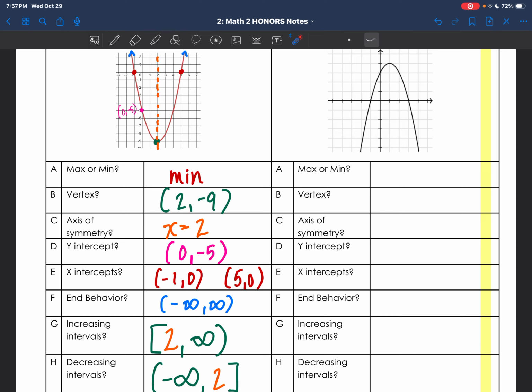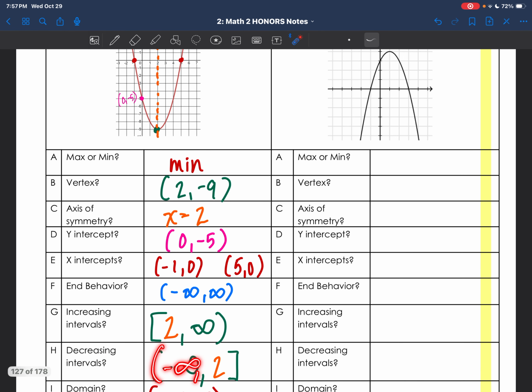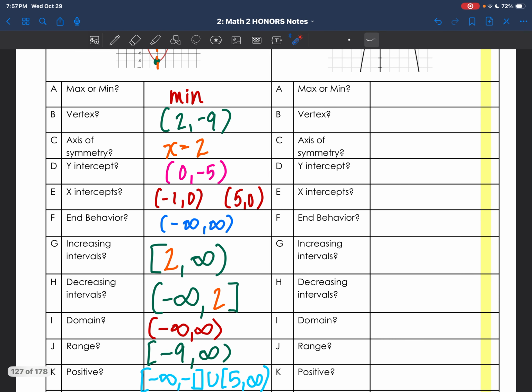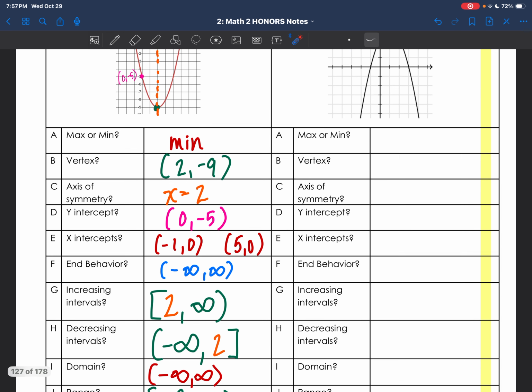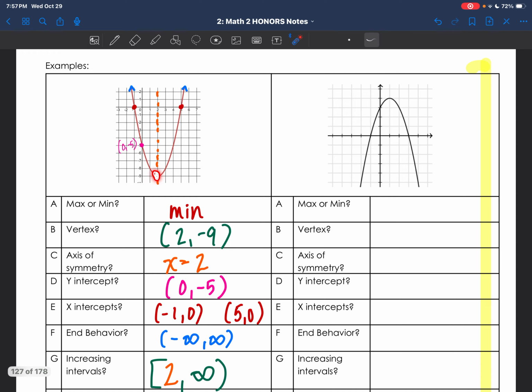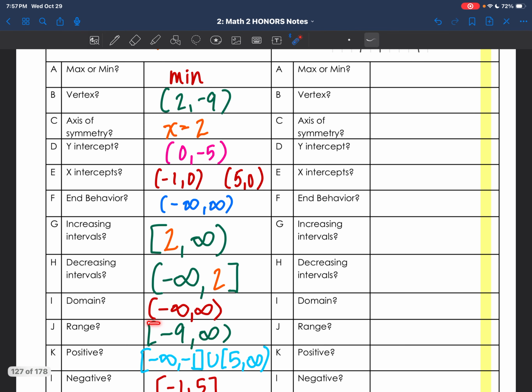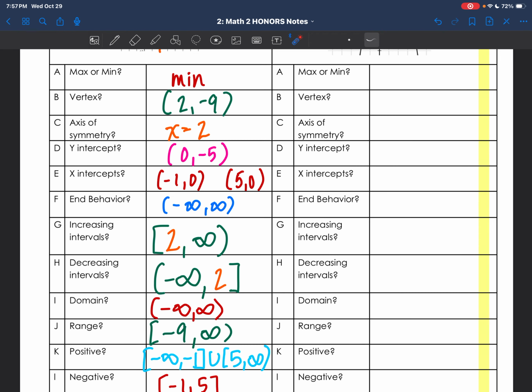Your decreasing interval is from -infinity to 2. Again, you notice in this case, it went right from there to there. Domain is always going to be that. Now range, it goes from -9 all the way up. So you're going to say -9, put a bracket, to positive infinity.